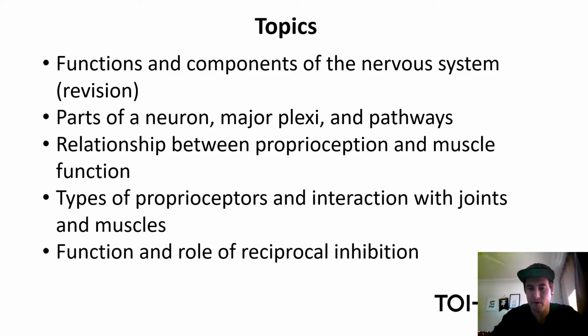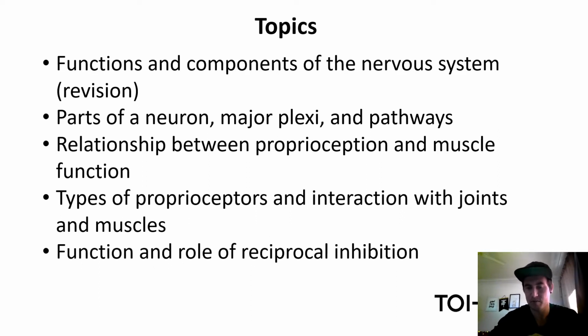So a bit of a recap from the nervous system topic in HAP last semester. We're going to look at the parts of a neuron, which is the cells that make up the nervous system. We're going to look at the major groups of neurons. Those are called plexi, and the pathways in which those groups of neurons stimulate different parts of the body. Then we're going to look at the relationship between proprioception and muscle function.